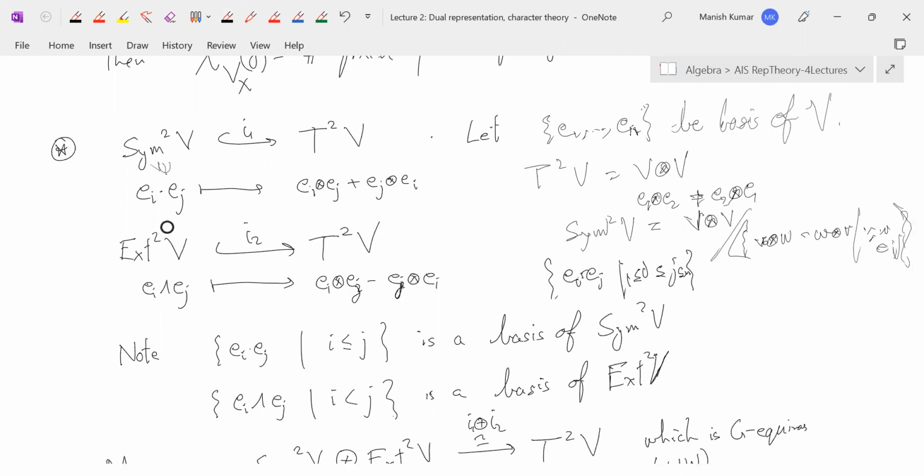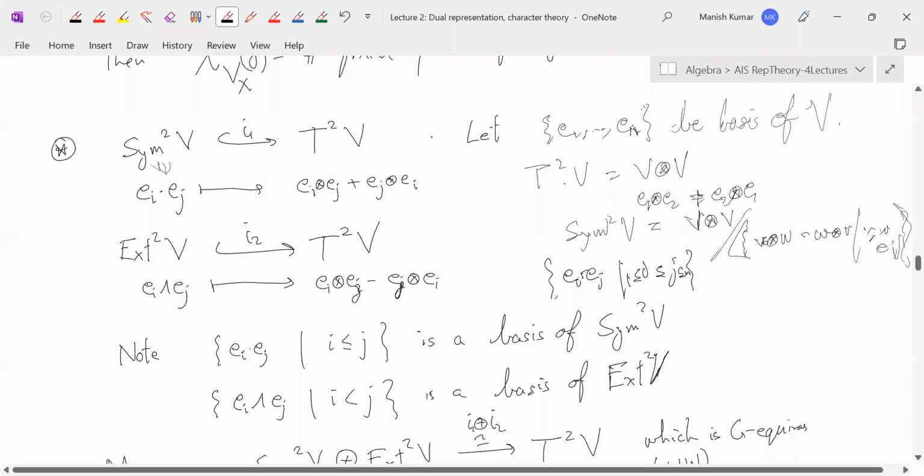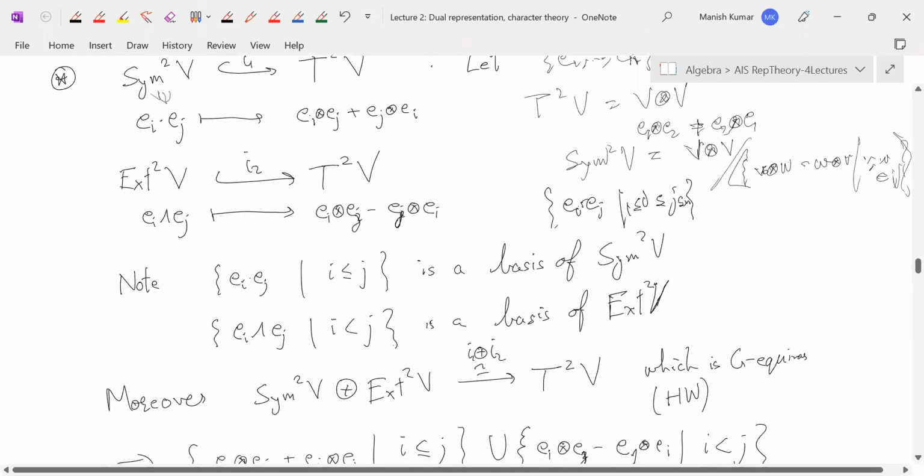If you send Ei dot Ej to this particular element, then you can show that it is a subspace. This I1 is a linear map, because you send the basis to this and extend linearly. If you compose it with the quotient, you won't get the identity, but two times the identity. So if you divide by half, this map gives you a splitting of T2V to map to Sim2V. And similarly, the exterior product.